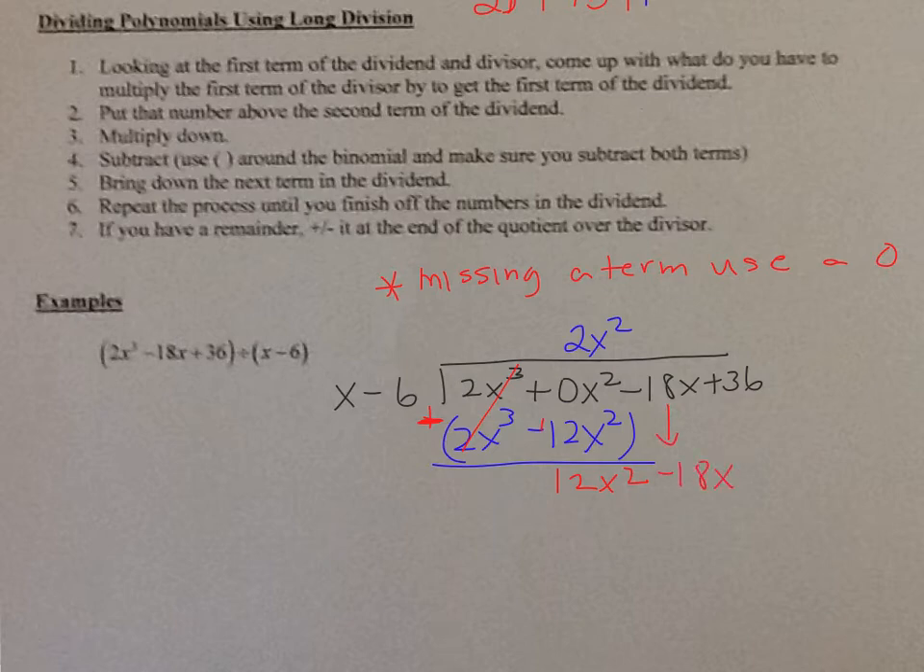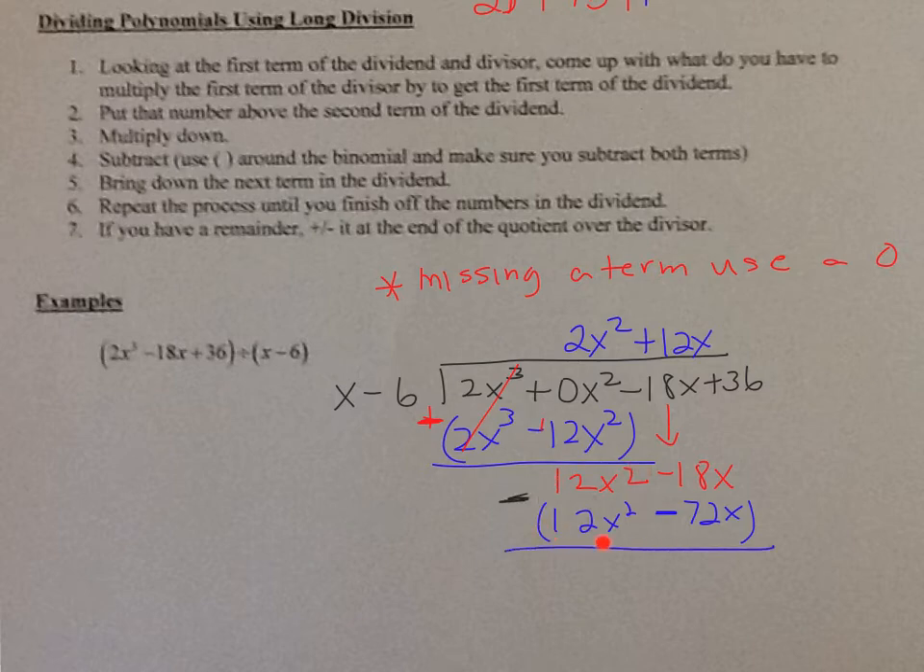So now you do the same thing. x times what will give me 12x squared? So I need a 12x. So let's put 12x here. I need a positive 12x. And now you're going to multiply down. So 12x times negative 6 is negative 72x. 12x times x is 12x squared. Put parentheses around it. Now subtract.